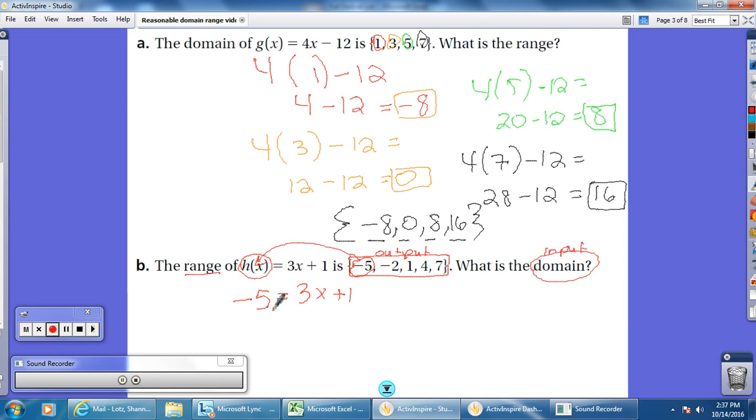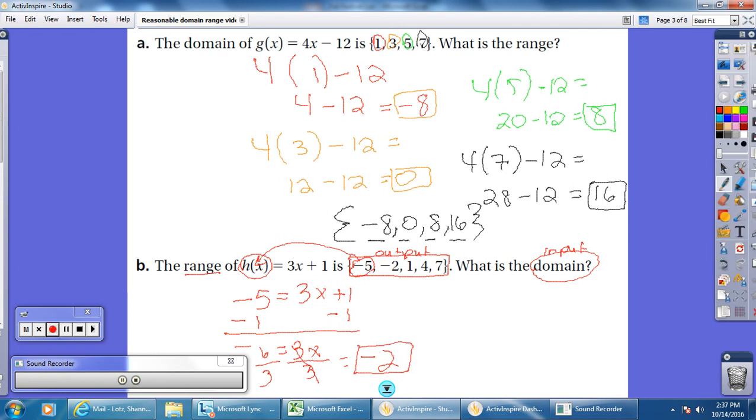Okay? So all I'm going to do here is I'm going to do exactly what it tells me to do. And now I'm going to solve this. So I'm going to subtract 1. Negative 5 and a negative 1 is a negative 6 is equal to 3x. Divide by 3. Divide by 3. A negative divided by a positive is equal to a negative, right? 6 divided by 3 is 2. So my first domain, my first input value is negative 2.